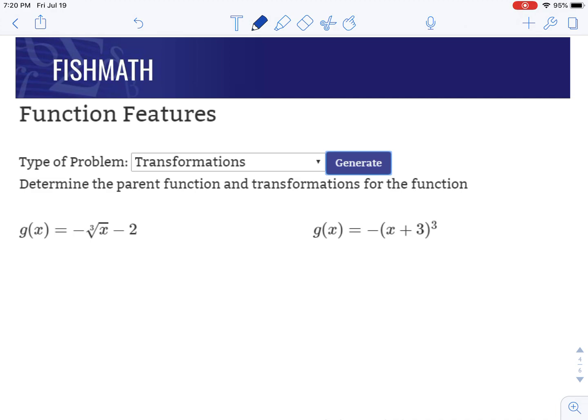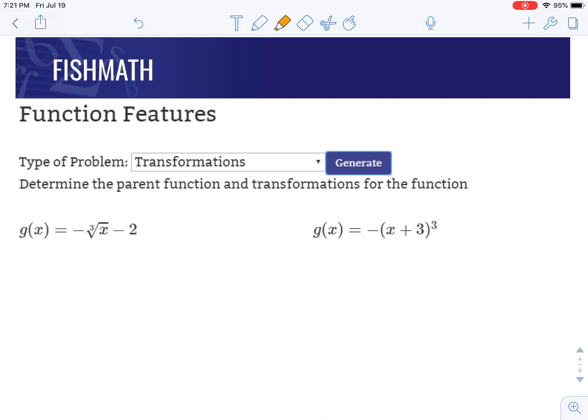They look a little bit different. We use a little bit different terminology, but it's the same kind of basic principles. So for the first one here, we've got g of x equals negative the cubed root of x minus 2. I want you to always think of these transformations using order of operations, as always. So look at where x is and start from there, kind of out.